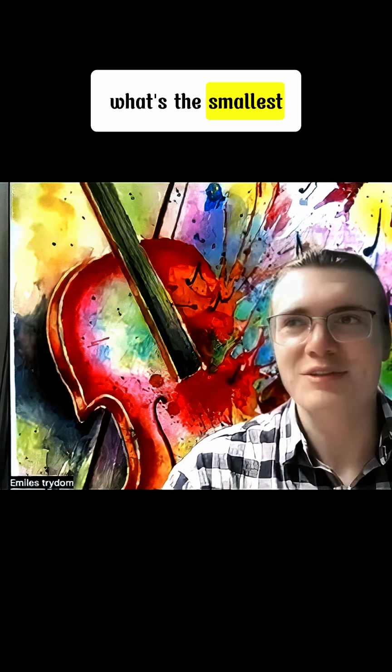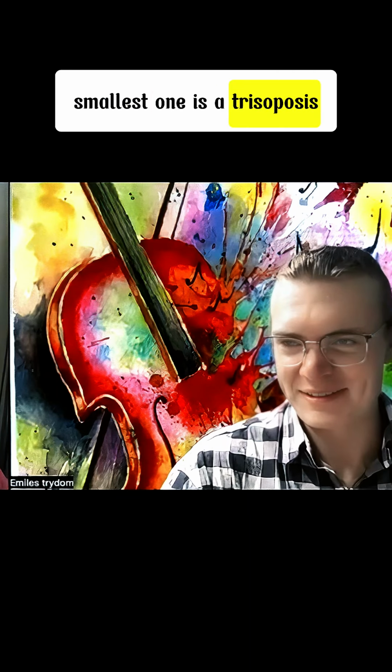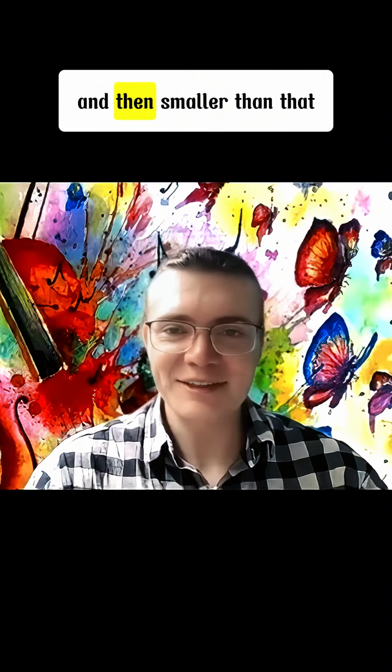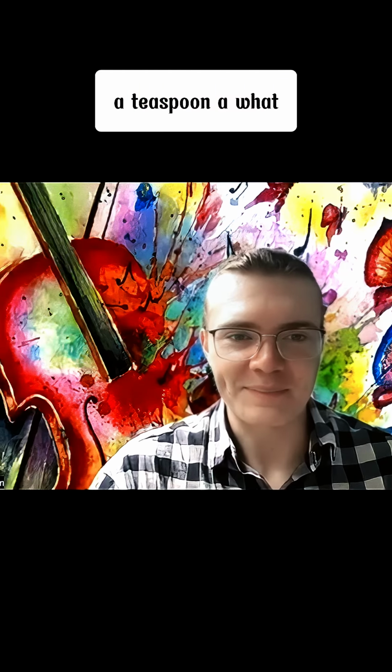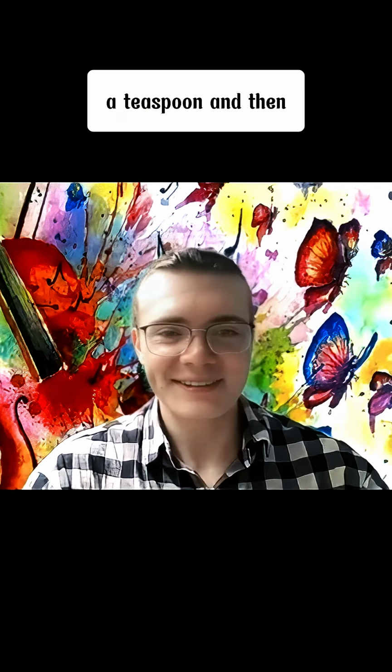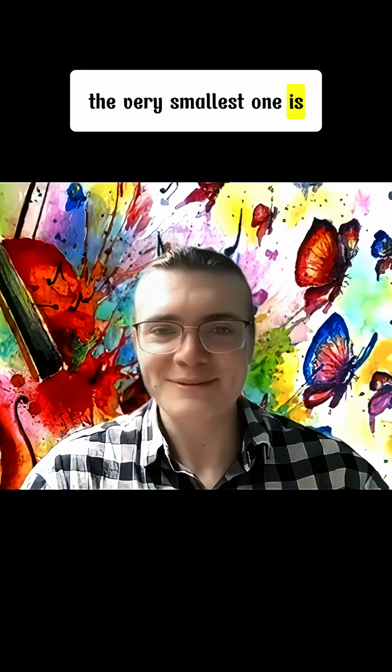What's the smallest one? That one is a tablespoon. Tablespoon. And then smaller than that? A teaspoon. A what? A teaspoon. Okay. And then the very smallest one is?